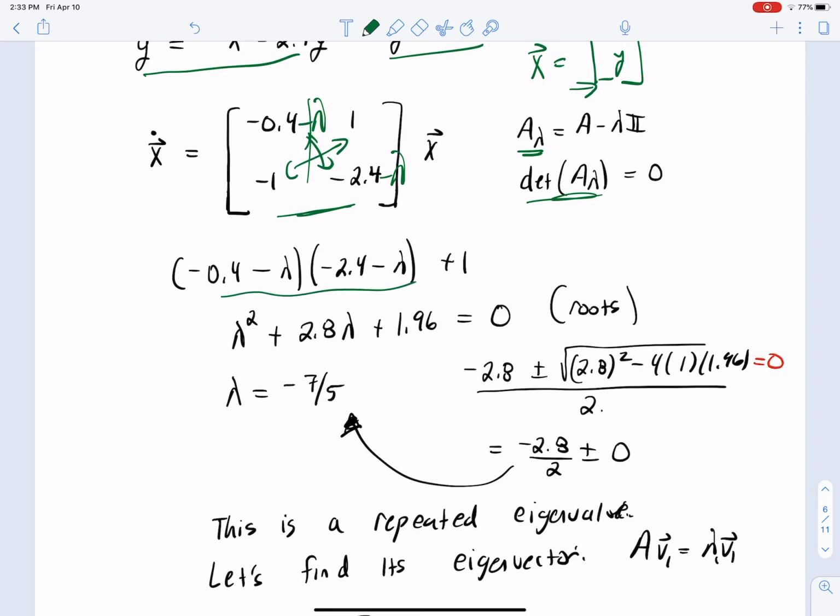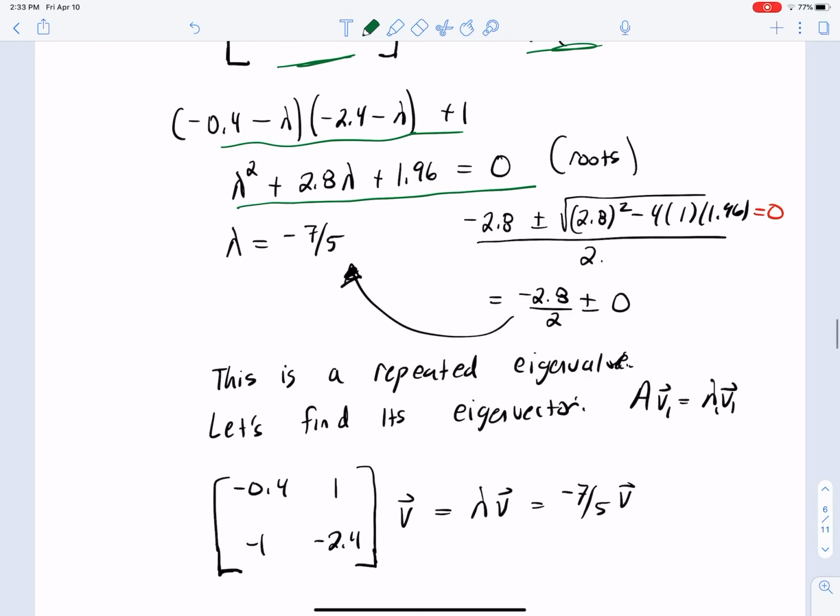Which gives us this, right? Then we expand that, we get our characteristic polynomial. We look for roots of that, so that looks kind of nasty, but it turns out this discriminant part over here is 0, which means that this is what happens when you have a repeated root. We get plus or minus 0, right? So we don't have two distinct roots. In fact, we just have negative 1.4, or if we want to write that in fraction terms, minus 7/5. So we've got a repeated eigenvalue.